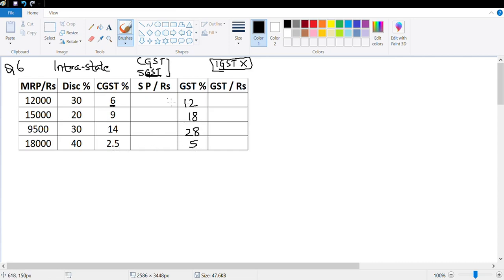I repeat, why is it 12? Because this is only CGST. SGST will exactly be the same as CGST, which is also 6%. So that's why we get double of this: 12, 18, 28, and 5.